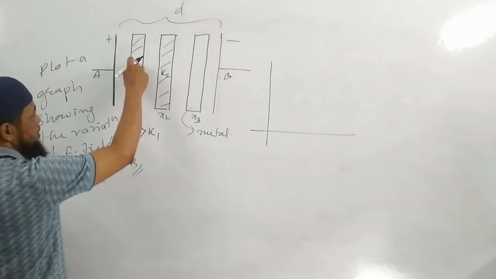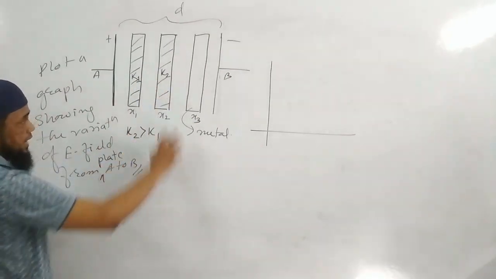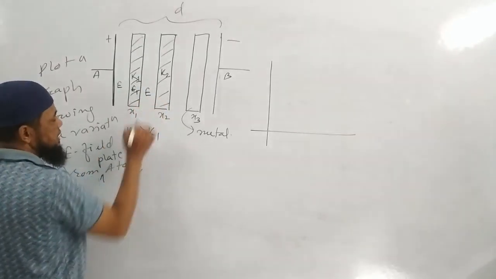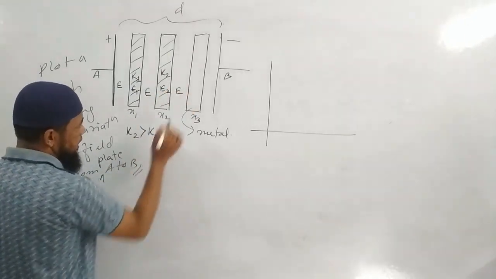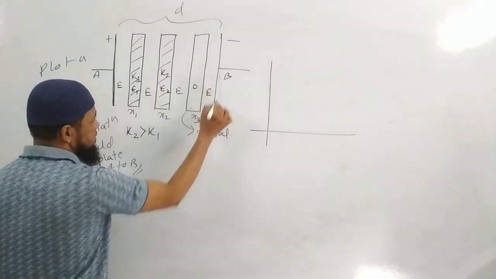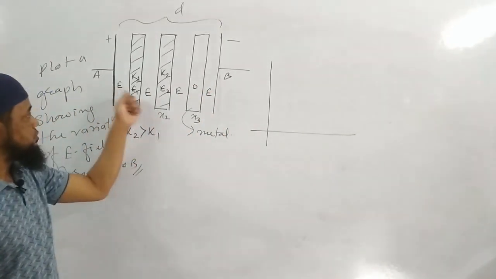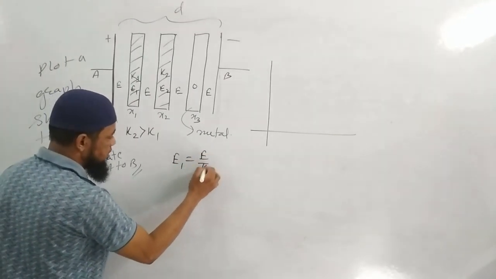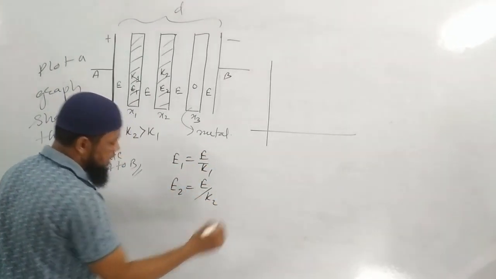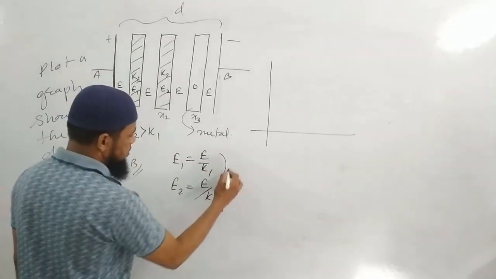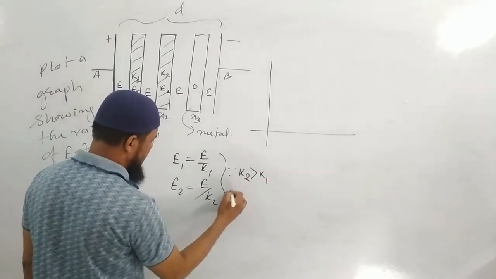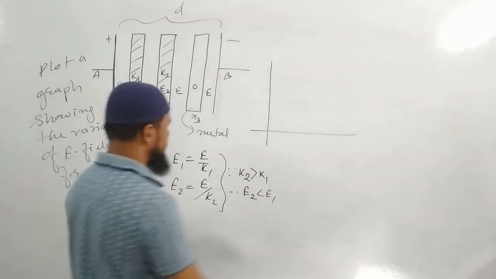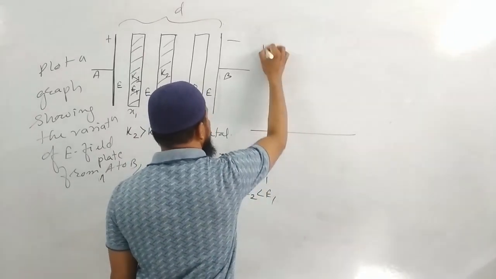But because of this dielectric, here the field will get reduced by K1 times. Because of this dielectric, here the field will get reduced by K2 times. So here the field is E, here let me say the electric field is E1, here it is E again, here it is E2, here it is E again, here the electric field is equal to 0, here again it is E. In 4 regions it is E. E1 is equal to E by K1. E2 is equal to E by K2. Since K2 is greater than K1, therefore E2 is less than E1. This is bigger, so this is smaller.